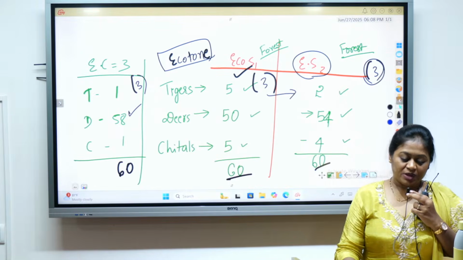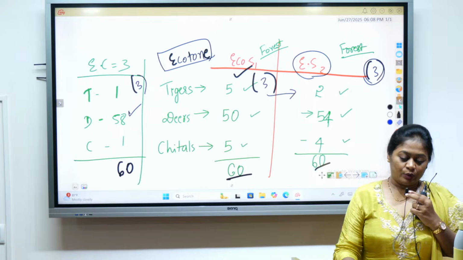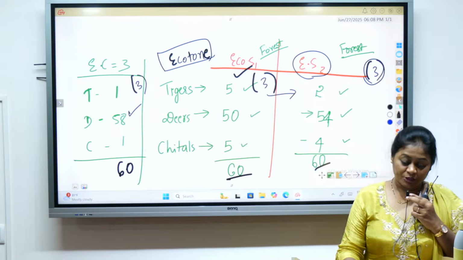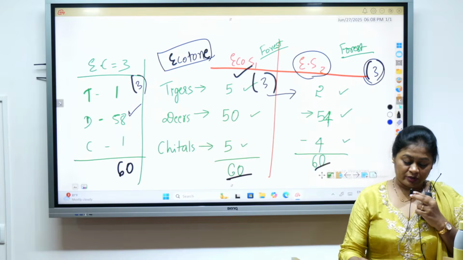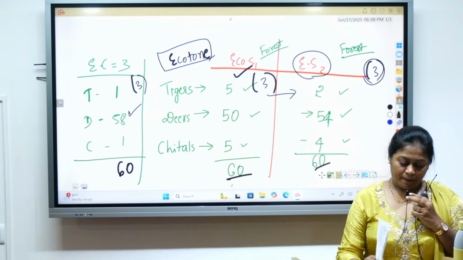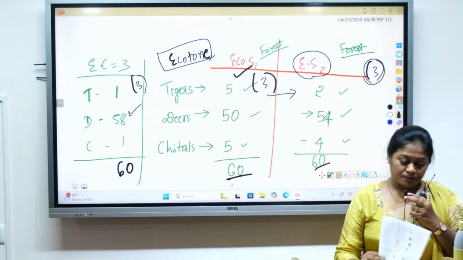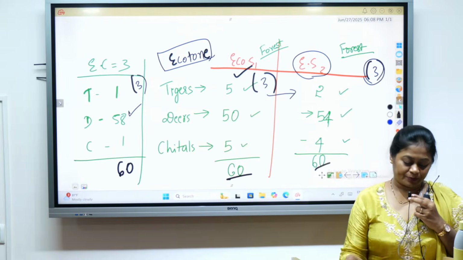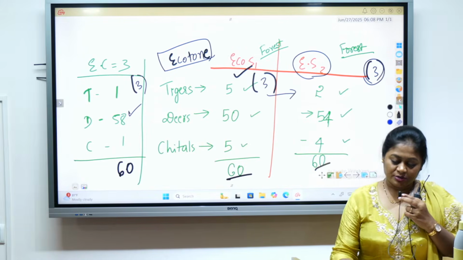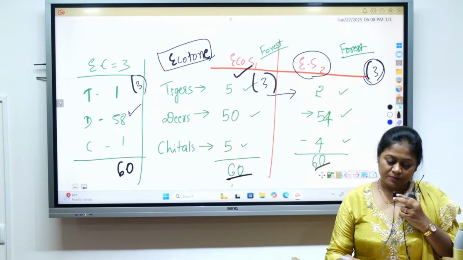Low evenness means few species dominate the site.